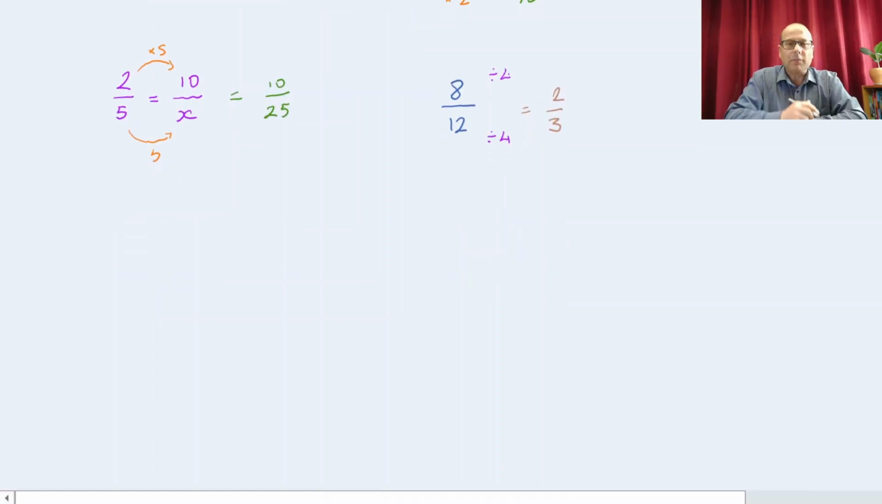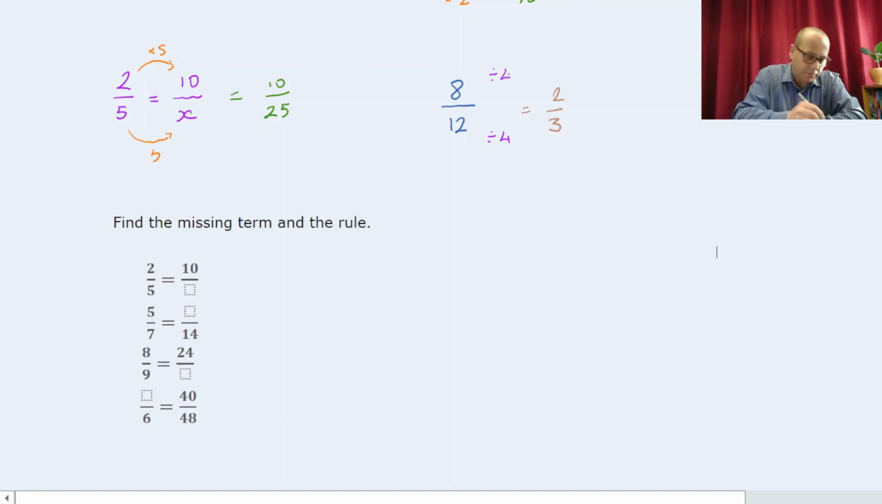Let's suppose we get some questions to find the missing term. The first one, we've done it above. So let's do the second one. What we notice is that the 7 has been multiplied by 2. So I need to multiply the denominator by 2. So that will be just 10. So 10 over 14.